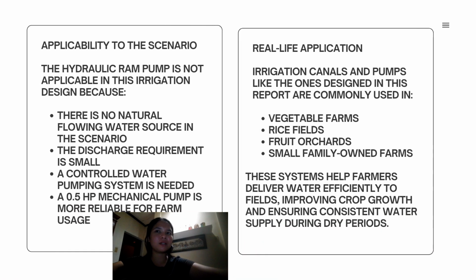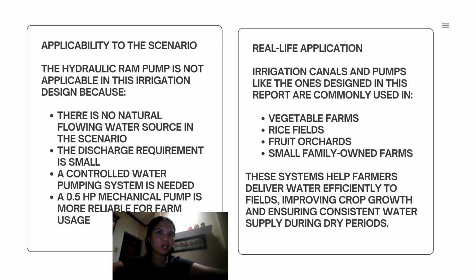So, applicability to the scenario. So, ang hydraulic ram pump, dili siya applicable in this irrigation design because there is no natural flowing water source in the scenario. And then, the discharge requirement is small, and a controlled water pumping system is needed, and a 0.5 horsepower mechanical pump is more reliable for farm usage.